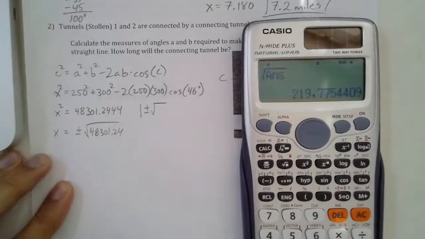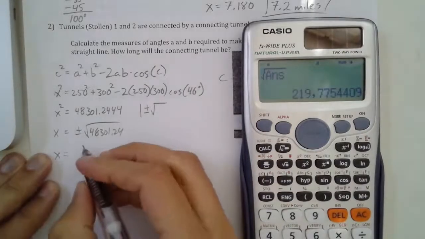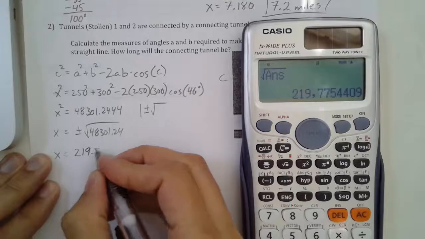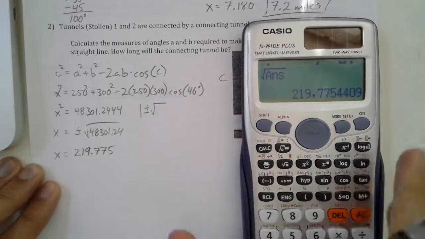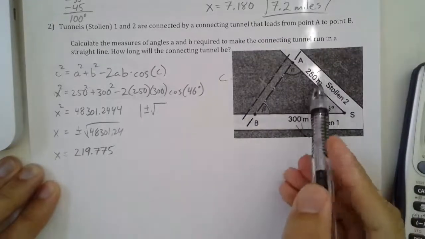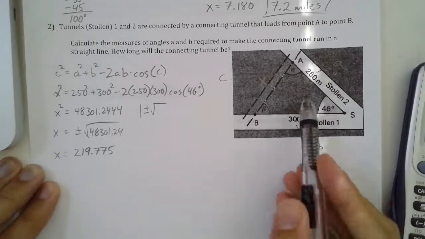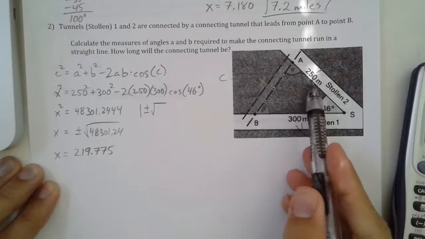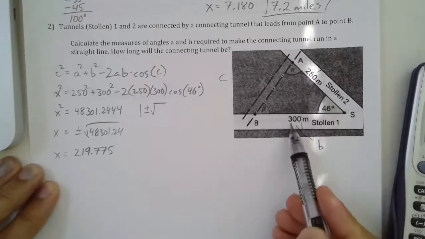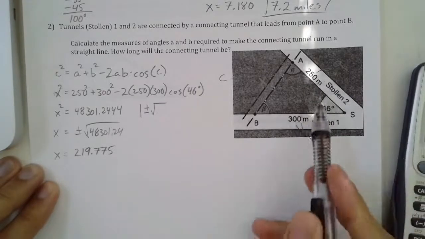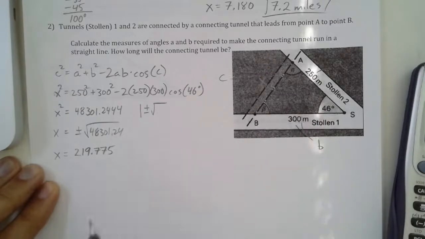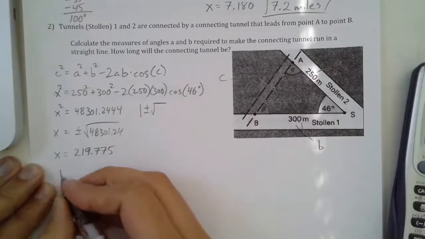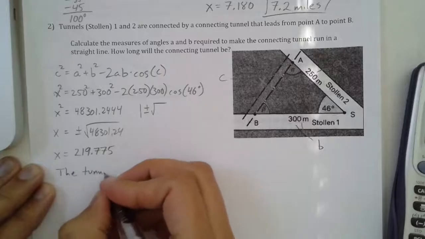219.775. And actually it doesn't say where to round, but as you can see from the problem, this tunnel's 250, 300. The actual measurement might be 250.12 or 300.4 or something like that. But it doesn't say, so I'm going to do the same. I'm going to say the tunnel is about 220 meters long.